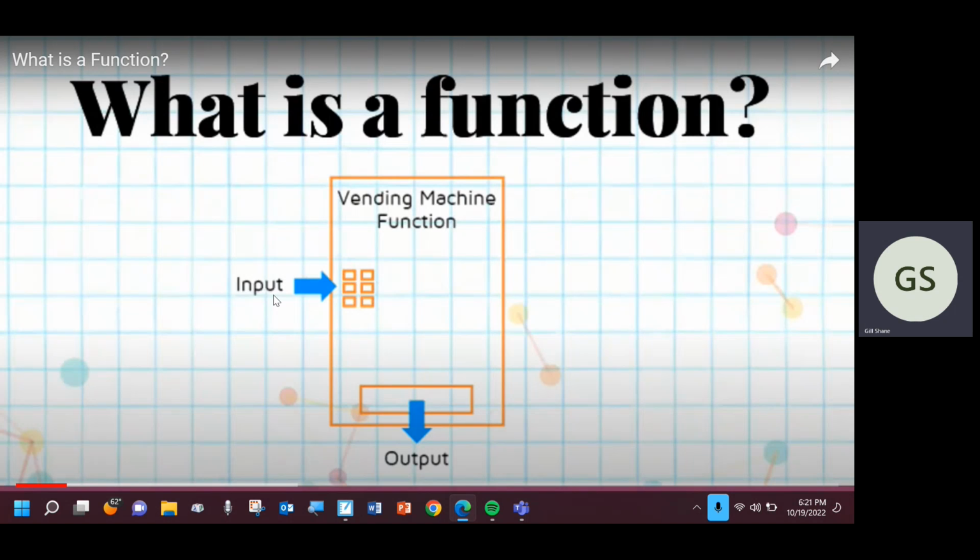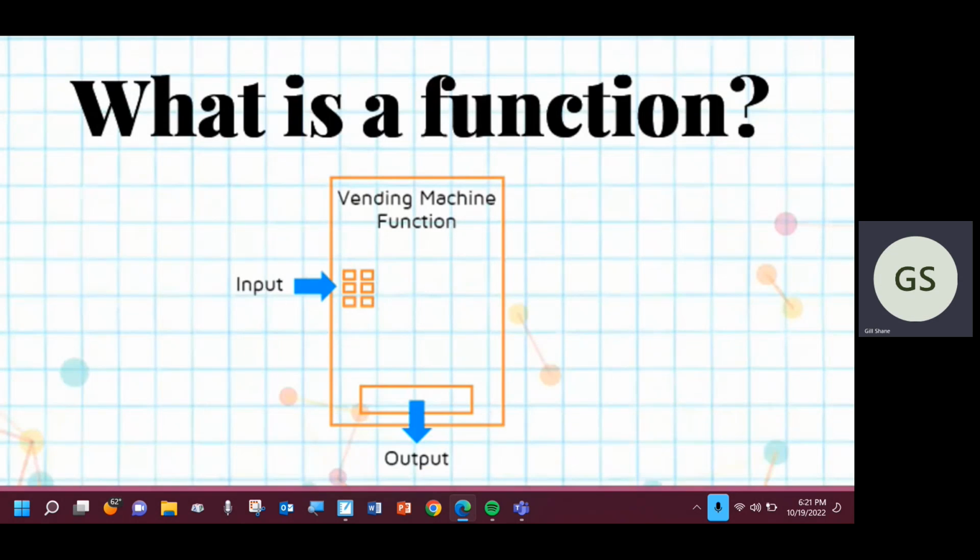So we're going to do more with numbers in a minute after the video. But again, as she goes through this and as we go through the lesson, I'll kind of use both numbers and the vending machine comparison. Something in the function, and it gives you something.